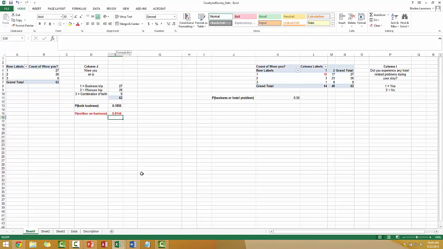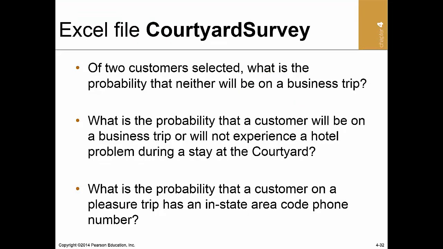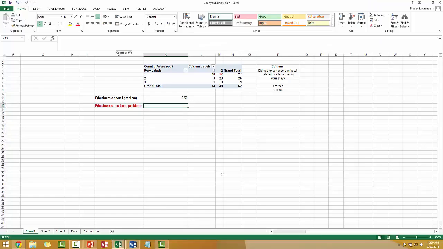For the next question, what is the probability that a customer will be on a business trip or will not experience a hotel problem during a stay at the Courtyard? To determine the probability that a customer will be on business trip or will not experience a hotel problem means we're going to add and eliminate any double counting. So to begin with, we'll take our 27 divided by 62 plus 48 divided by 62 minus our double counted 17 out of the 62. So we see here there's a pretty high probability that a customer will be on a business trip or will not experience a hotel problem during a stay at the Courtyard.